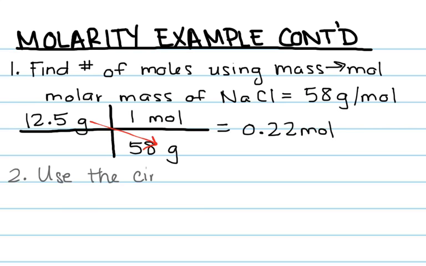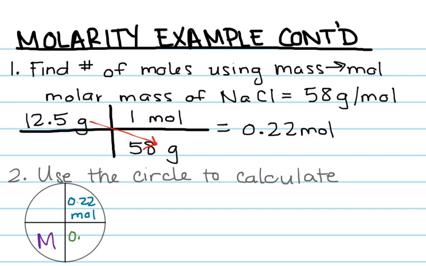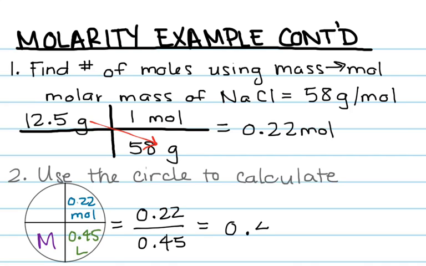Step 2, we're going to use the circle to calculate. So again, if you recall, we are looking for molarity. So we have 0.22 moles and we have 0.45 liters filled into our circle. We're covering up molarity, and that gives us 0.22 divided by 0.45, which is 0.49 molar. And the unit is just a capital M. Okay, and that's the whole answer. Pretty simple stuff. The next one we're going to look at is mass percent.